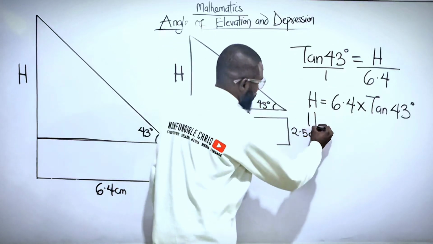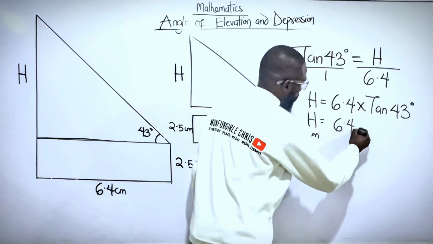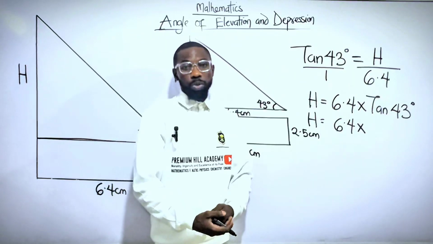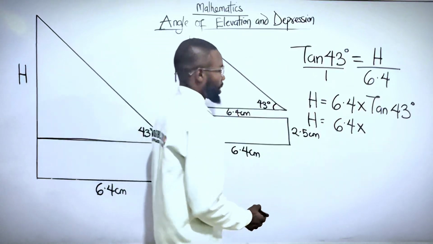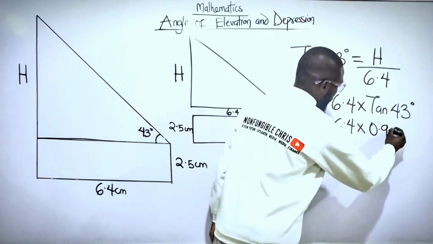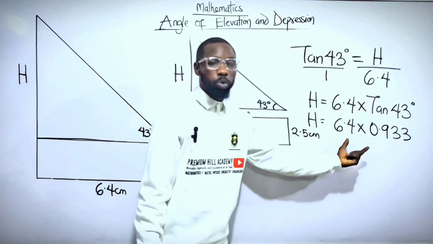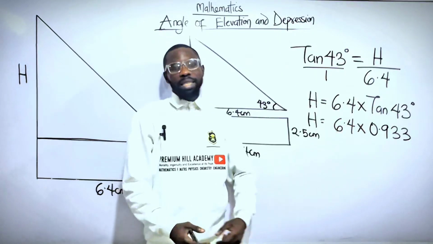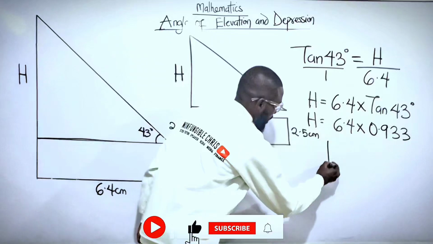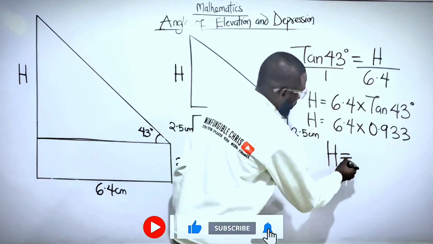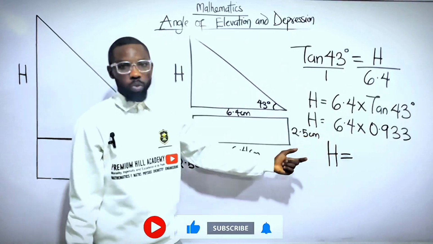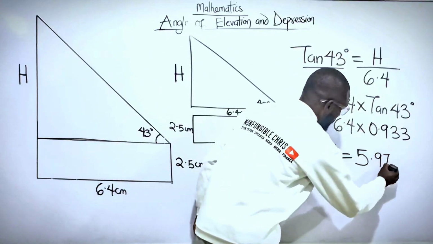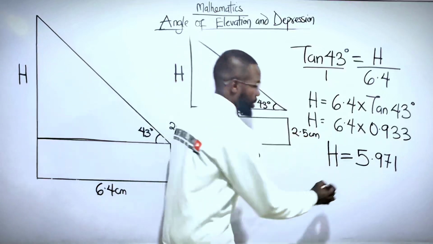So h is equal to 6.4 times tan 43. What is tan 43 with your calculator? With tan 43 we have 0.933. Now we're going to multiply 6.4 times 0.933 to get the height. The height there is 6.4 times 0.933. We got 5.971. That's the height.